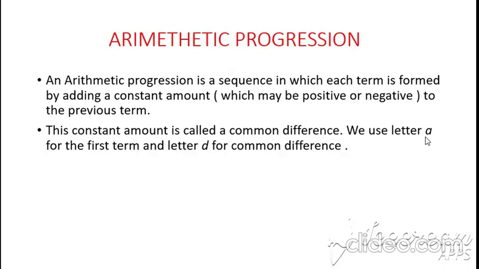We use letter A for the first term and letter D for the common difference. So under arithmetic progression, whenever you see letter A, it symbolizes the first term, and letter D is for the common difference. I'm sure you're going to understand this fully when we solve some questions. Now let me show you how to come up with the formulas used under arithmetic progression. You need to be familiar with some formulas to answer questions under this topic. So let's start with the first formula.